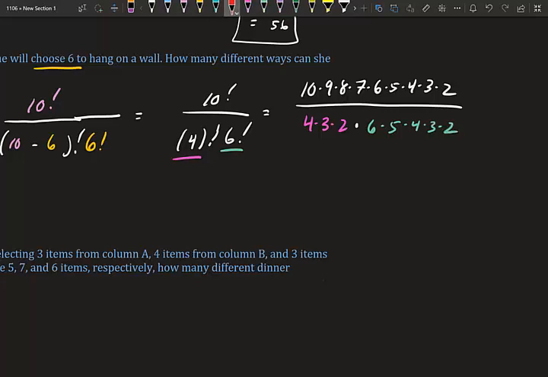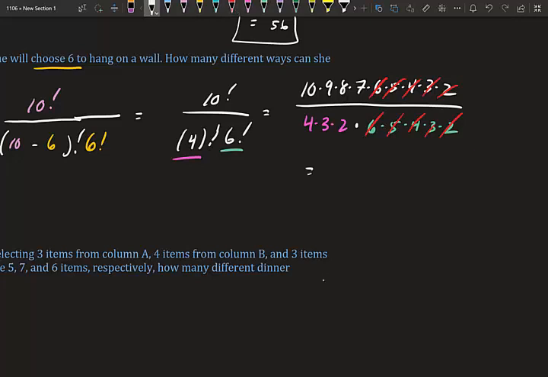Now you're always going to cancel out here. So we can cancel out the 6, the 5, the 4, the 3, and the 2. If you see it, you can. 4 times 2 is 8, so you can cancel out the 8, the 4, the 2. But if you don't see that, it's okay. Let's just multiply it straight across.